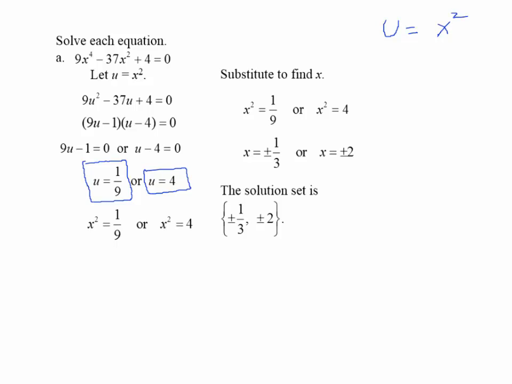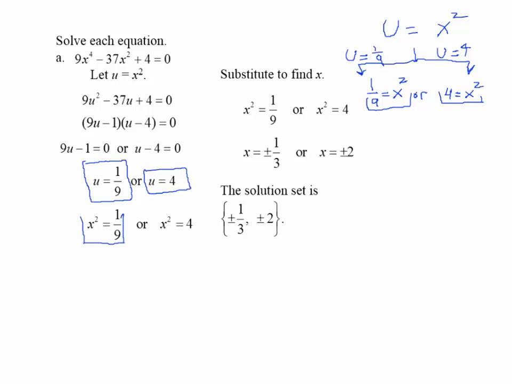We assume u is equal to x squared, right? So there are two cases we have to check. We're saying that u is equal to 1 over 9, and also u is equal to 4. So let's see what x is. In the first case, 1 over 9 must be equal to x squared, or 4, as u is equal to x squared. So these are the two equations we have to solve for x, and that's what we're doing here.